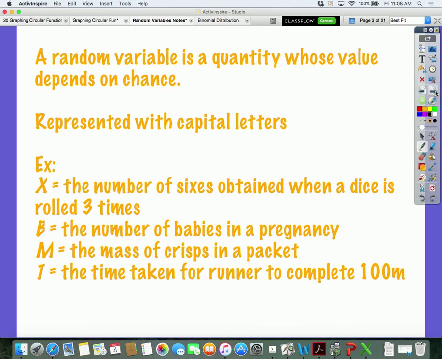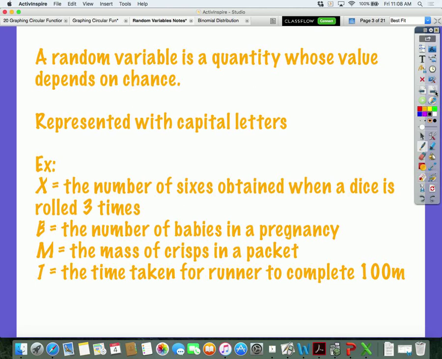All right. So a random variable is a quantity whose value depends on chance, solely on chance. That is what a random variable is, okay? You've got to take that whole idea of, well, this could happen, out of the question. It's solely on chance. Random variables are represented with capital letters, okay? And what you see below are examples of those. You don't really have to write down the examples, but basically they're all italicized capital letters.